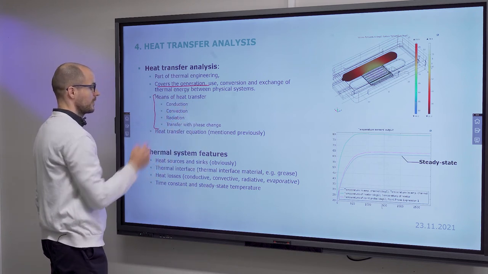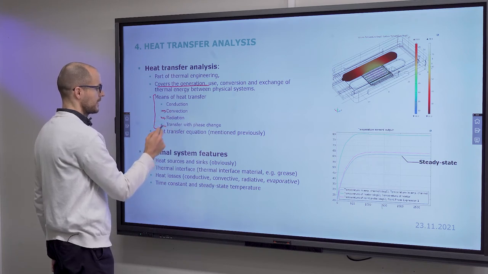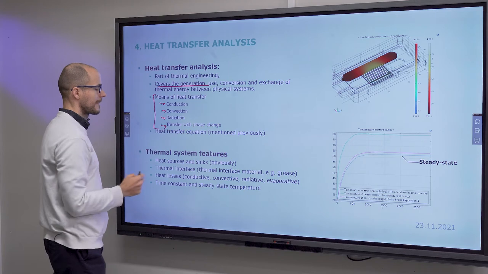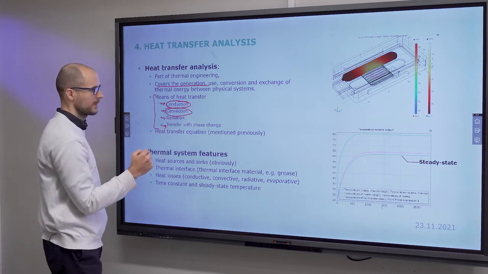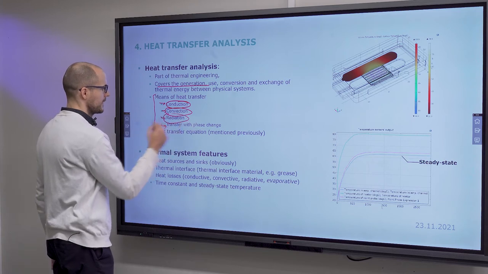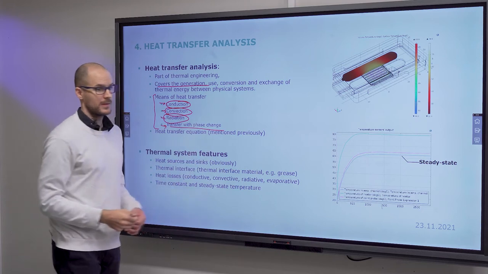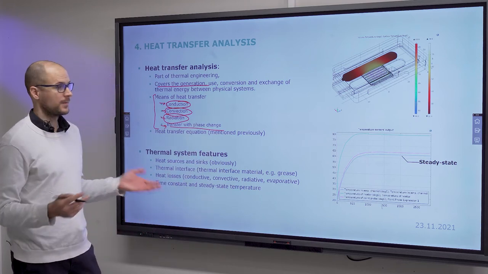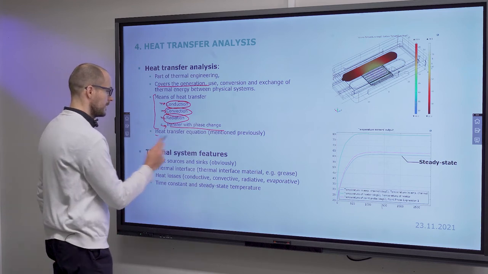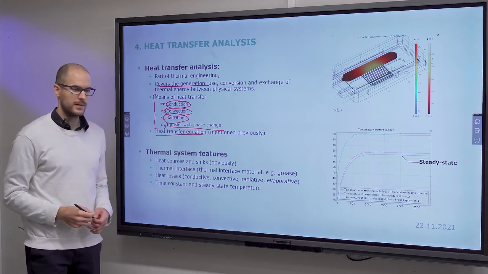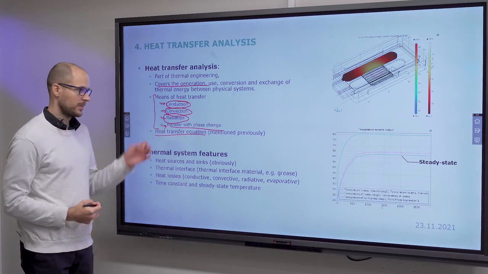You have four modes of heat transfer: conduction, convection, radiation, and transfer with phase change. Conduction is between solids, convection is in fluids, radiation is the blackbody radiation, and transfer with phase change is between different phases, for instance, liquid and vapor. And it is defined and calculated through the heat transfer equation, which was mentioned before.